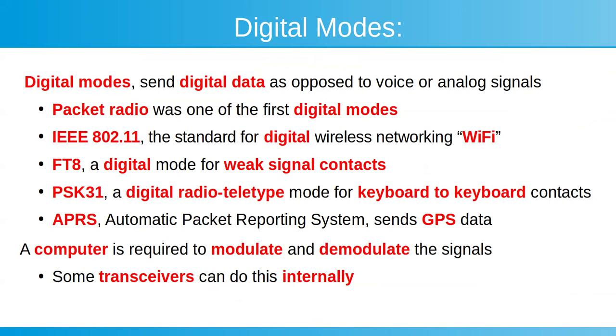Digital modes, where we're actually going to send digital data, like we talked about with packet, instead of voice or analog like TV. Packet radio was essentially one of the first digital modes because it used frequency shift keying to represent ones and zeros to send a packet of information, a message. If you're familiar with Wi-Fi, which is IEEE 802.11, that's actually a packet mode.